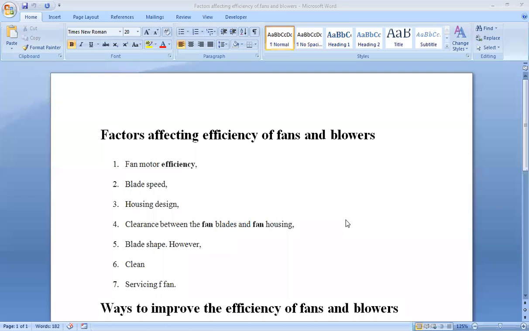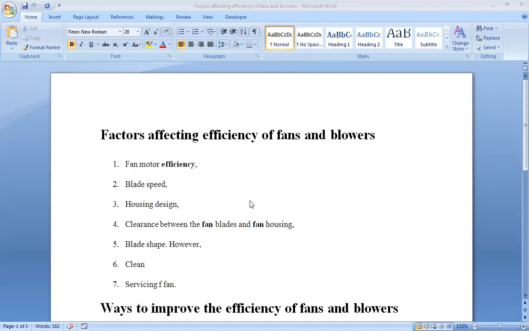So the first important point is we can use an energy efficient motor. The motor which is used to drive the blades of the fans or rotor should be energy efficient. It should consume less electricity, so that if the efficiency of the motor increases, ultimately the efficiency of the fan will increase. The next point is the blade speed.